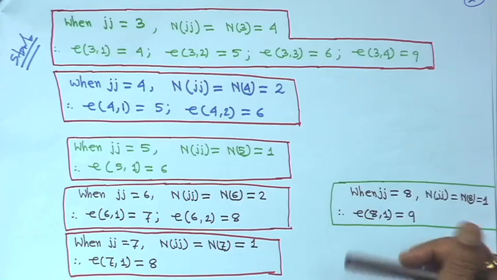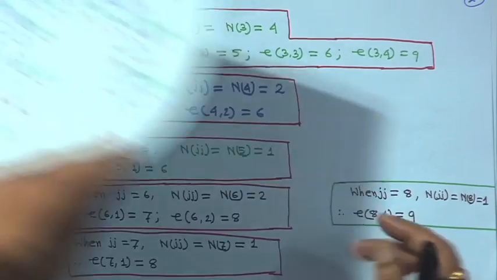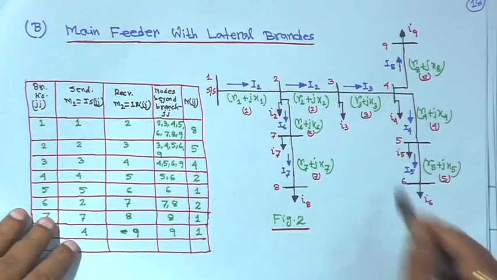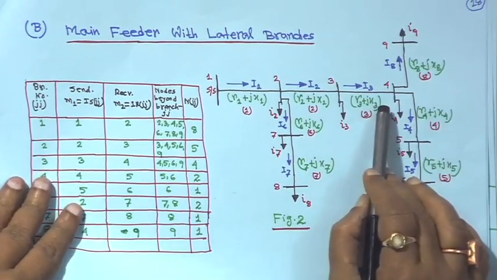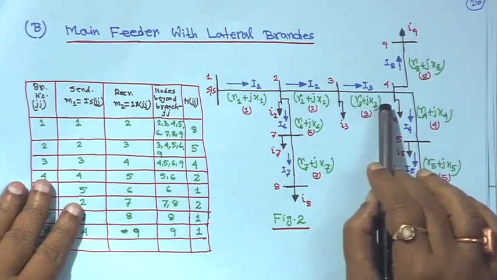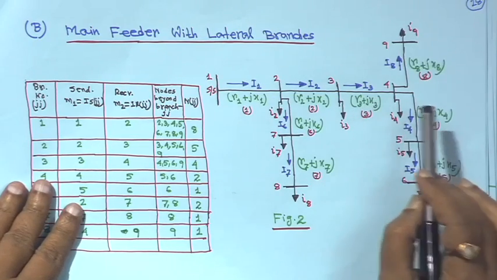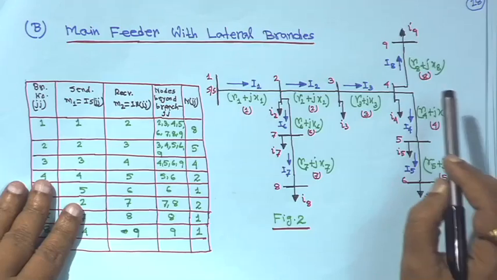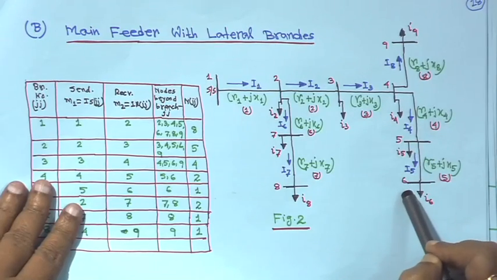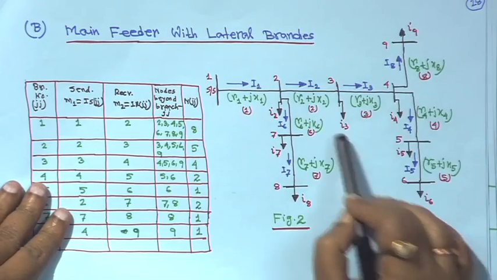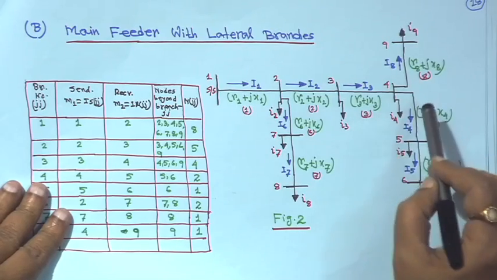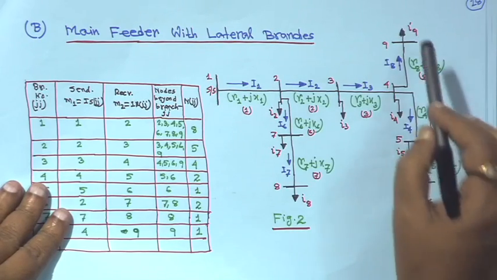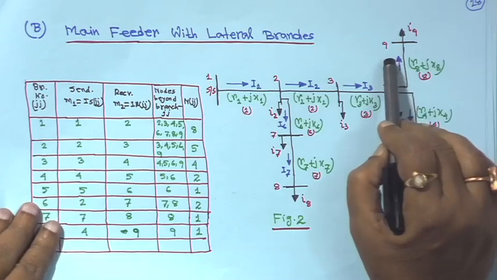Please come back again to when branch number jj is equal to 3. Look at the diagram: the total number of nodes beyond branch 3 is 4, then 5, then 6 and then 9. In the bracket, this number is actually the branch, and these are the nodes. So there are 4, 5, 6 and 9, that is 4 nodes.